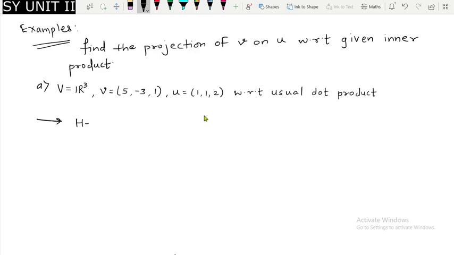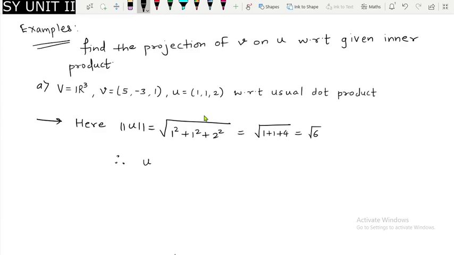So here what will be my norm of u? Now it will be under root of, now inner product is given as usual dot product, so no need of worrying. So 1 square plus 1 square plus 2 square, which will be equal to under root of 1 plus 1 plus 4, that will be under root of 6. And therefore what is our new u? Okay, so our new u is, I will make it bold since it is a unit vector now, will be equal to u upon norm u, which is equal to (1, 1, 2) upon root 6. Okay, so now let us find the orthogonal projection of v on u.